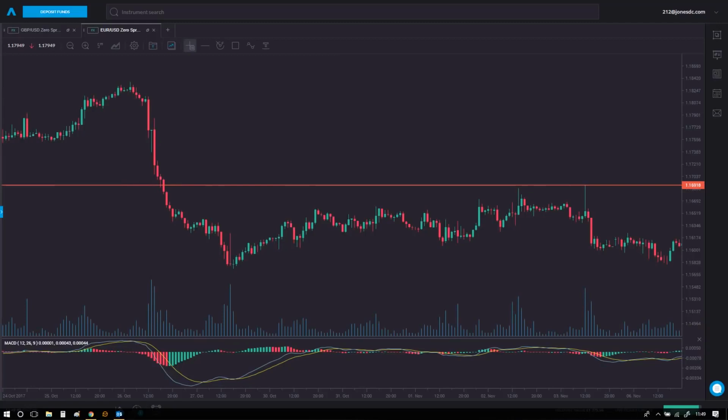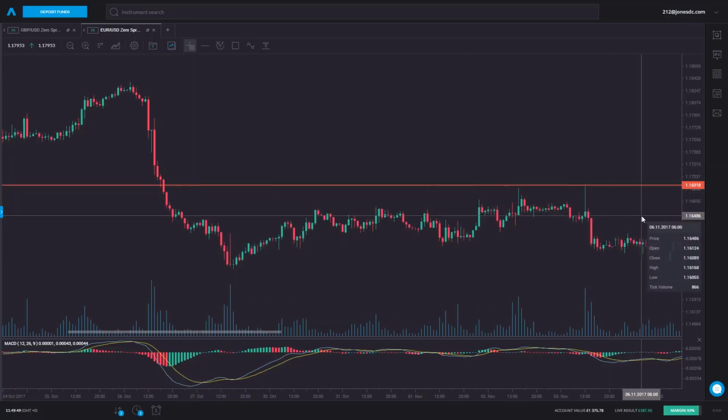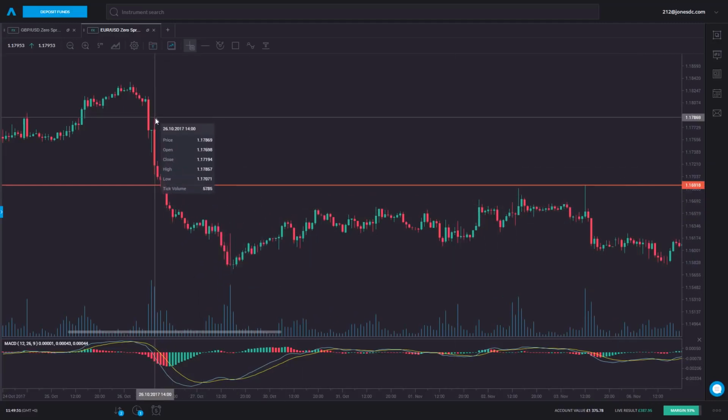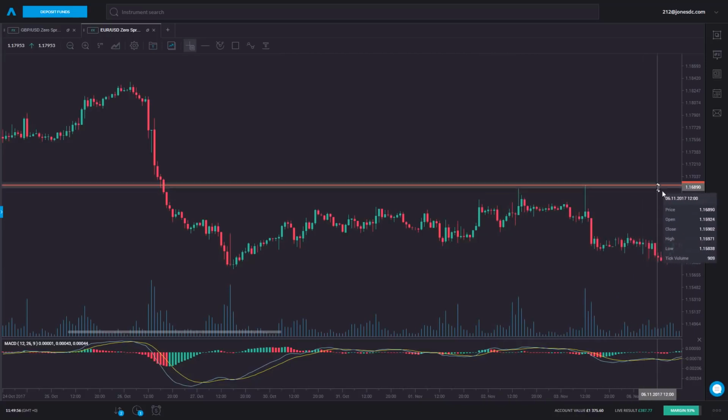Here's a short-term example on a foreign exchange pair, euro-dollar, zero spreads. So what we're looking at here, it's the end of October through to the first week in November, and we've seen the euro slid heavily, has rallied, but it really can't get through 116.91.